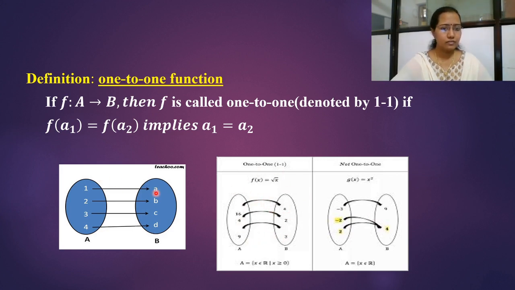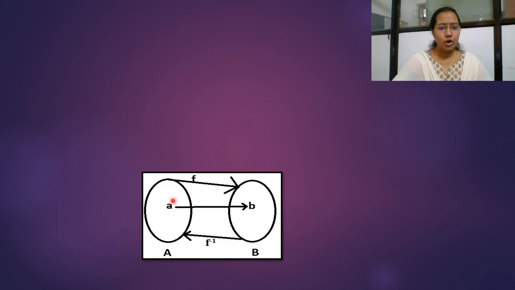So you can keep in mind that a one-to-one function looks like this: the elements and their images all map like this. There will be straight lines, and all lines will be parallel. That is a one-to-one function. Next, now what is an onto function?